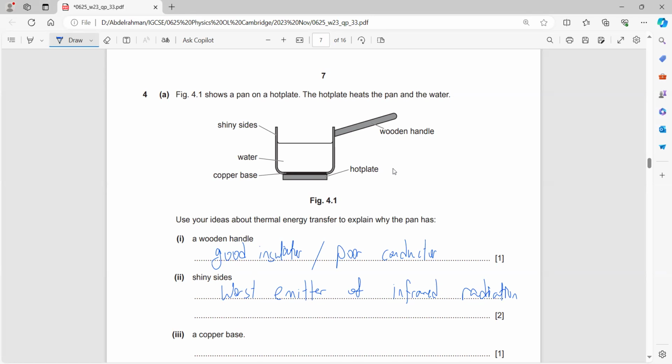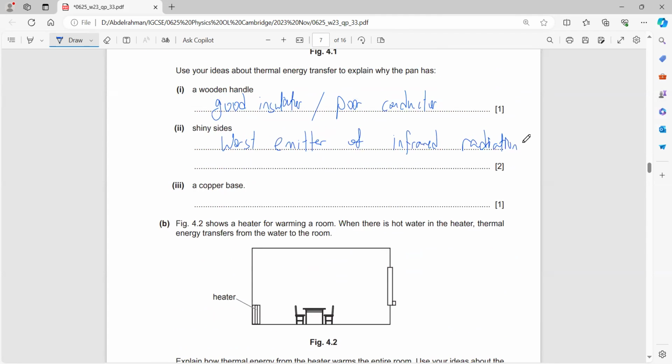Here I can't say worst absorber. Why? Because the water will eventually become hot, and when it becomes hot, you want it to contain the heat. You want it to keep the energy inside, so you do not want it to emit as much infrared radiation to the surroundings. You don't want it to lose energy. So we say it's the worst emitter of infrared radiation. If you say worst emitter of heat, it is wrong. Okay?